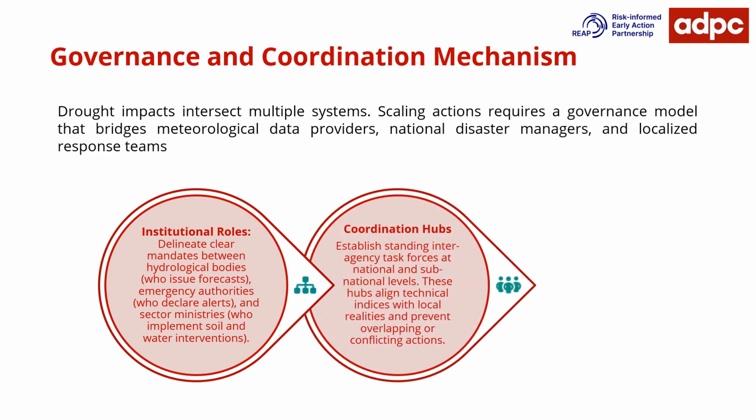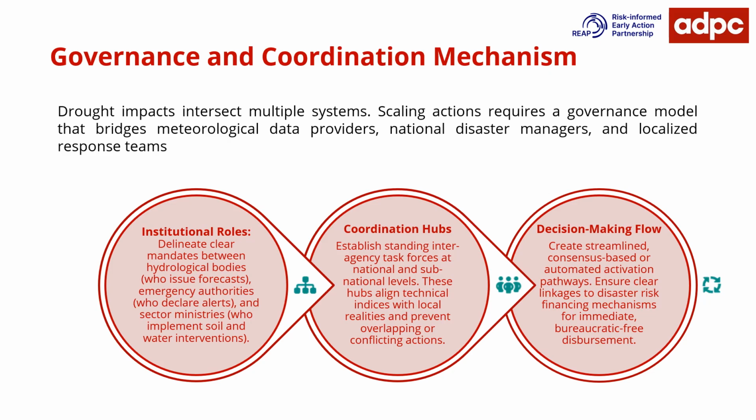Coordination hubs: establishing standing interagency task forces at national and subnational levels. These hubs align technical indices with local realities and prevent overlapping or conflicting actions. And decision-making flow: creating streamlined, consensus-based or automated activation pathways, and ensuring clear linkages to disaster risk financing mechanisms for immediate, bureaucratic-free disbursement.